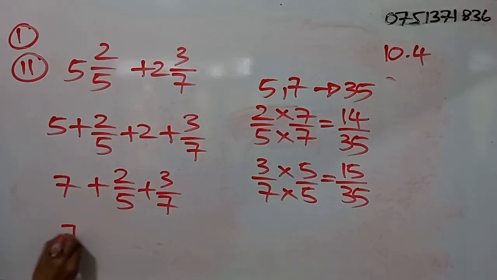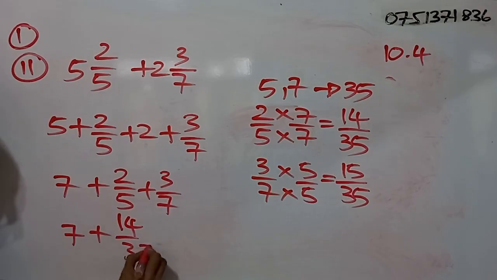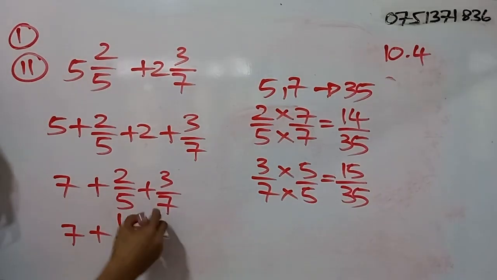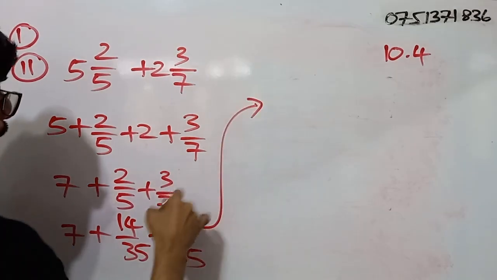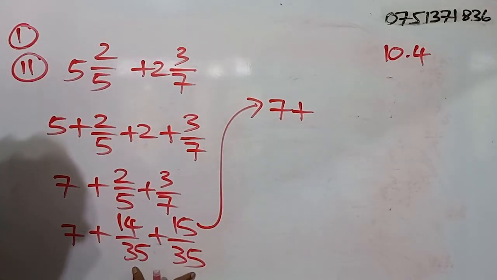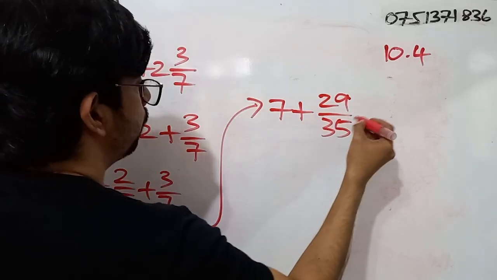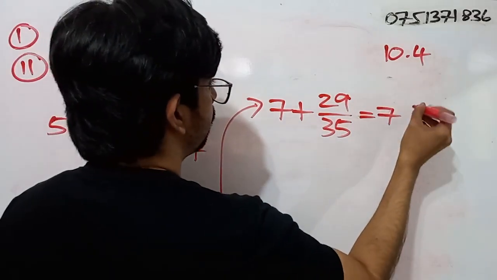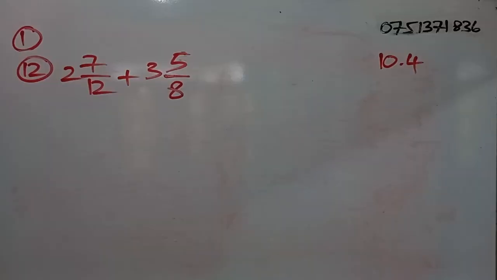Okay, so 7 plus, instead of 2 by 5, I can use 14 by 35. Plus, instead of 3 by 7, I can write 15 by 35. So I'll continue on this side. So 7 plus, I can simplify these two fractions as what? 29 by 35. So I can rewrite this as what? 7 and 29 by 35. This is the answer.